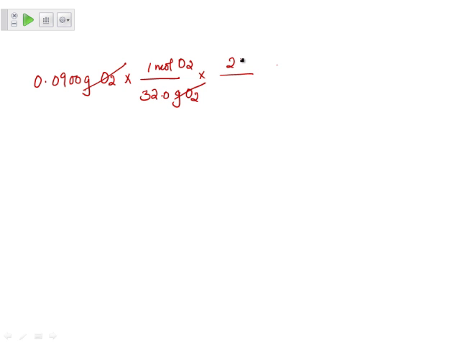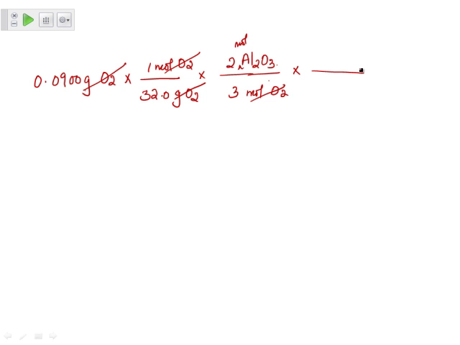So 2 moles Al2O3 per, what was the number in front of oxygen? 3 moles of oxygen. To be technically right, we need a mole there. So moles of O2 goes away, and I'm standing at moles of aluminum oxide. I want mass of aluminum oxide. So last step, converting the moles of aluminum oxide to mass of aluminum oxide.